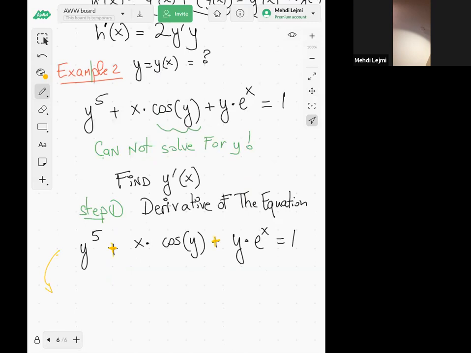Okay, so then all you have to do is compute the derivative of this thing here, y to the 5th, then the derivative of x times the cosine of y, and then plus the derivative of y times e to the x. So let's start with the y to the 5th, right? So what will be the derivative of y to the power 5? Any guess? Derivative of y to the 5th.